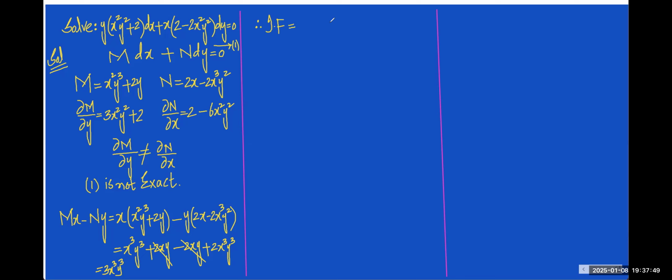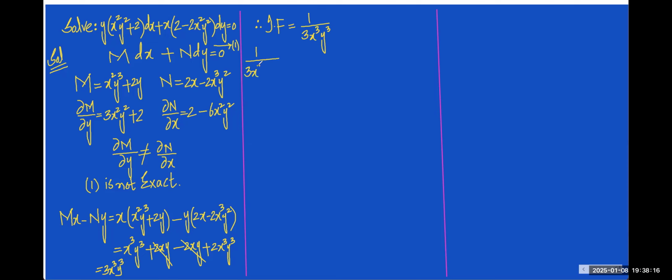So the value of 1 by Mx minus Ny is 3x cube y cube. This value we have to multiply with equation number 1 on both sides. Then check the condition again. If it is satisfying, we can write the solution. Whatever we are doing is absolutely correct, and you will also get the confidence that it is correct.